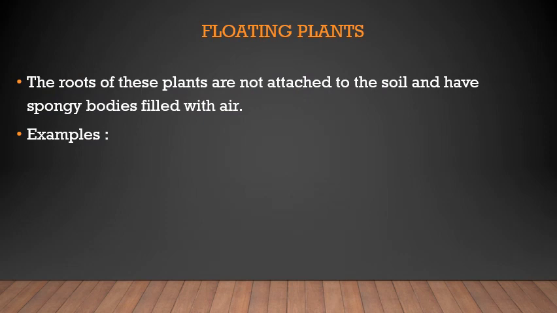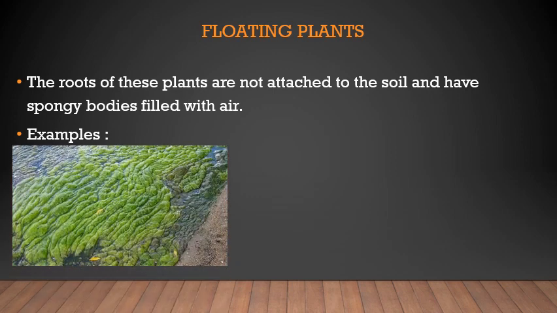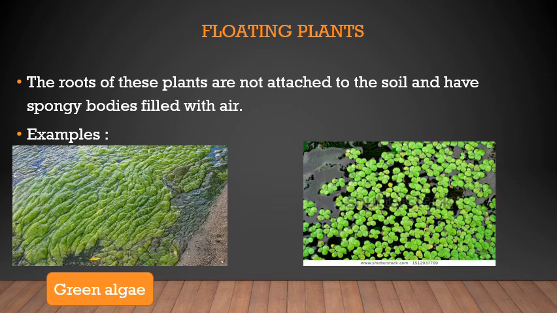The roots of these plants are not attached to the soil and they have spongy bodies filled with air. Here I have shown an example of green algae and duckweed. These plants grow on the water. They don't have roots attached to the soil or anything. They just float on the water. Usually green algae is an indication that the water is not very clean.